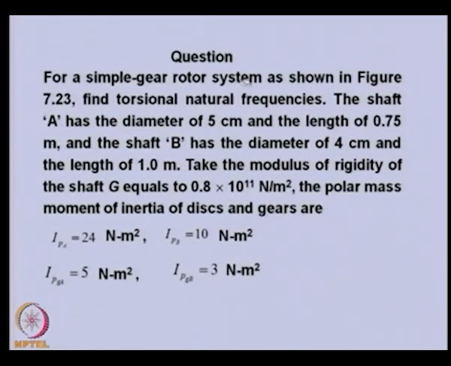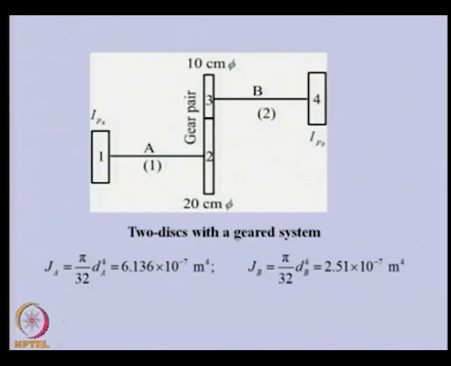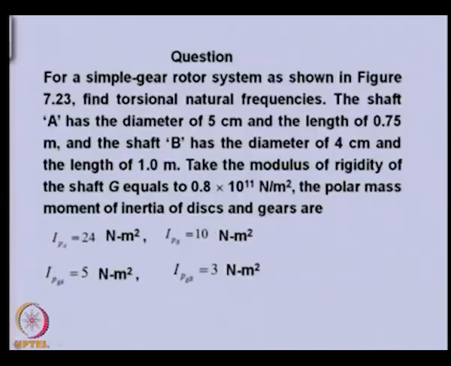So, we are taking a simple gear rotor system in which we have a gear pair like this. We have 2 flywheels at the end, and these 2 shafts A and B are connected by a gear pair. Various properties of the system, like diameter of the shaft A and length of the shaft A, are given. Also for shaft B, they have different dimensions, so they are given.